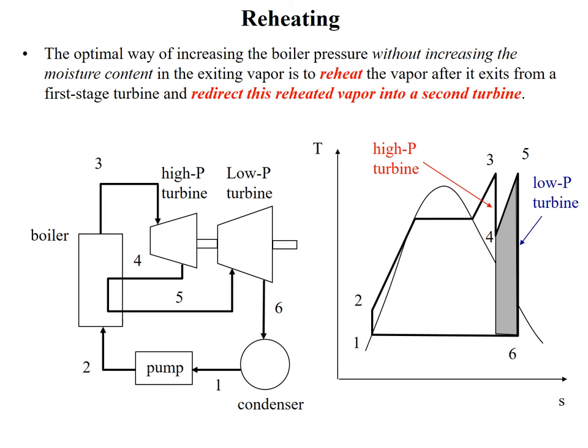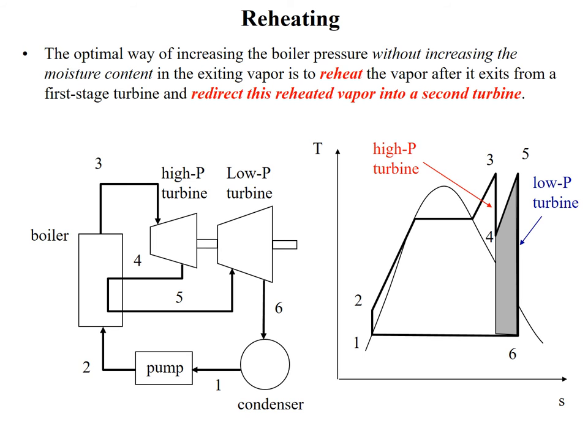Another important thing: in the Rankine cycle, the condenser output will be at a low pressure, and the pump cannot raise it to high pressure and high temperature. If you supply low pressure and low temperature into the boiler, the performance of the boiler will be very low, or moisture content will be present. So the optimal way of increasing the boiler pressure without increasing moisture content is to reheat the vapor. That is called the reheating cycle.